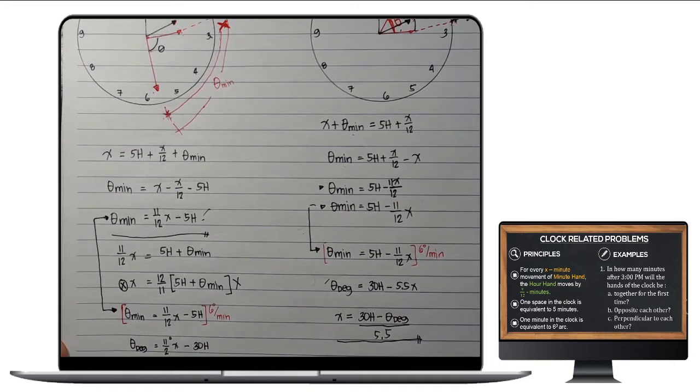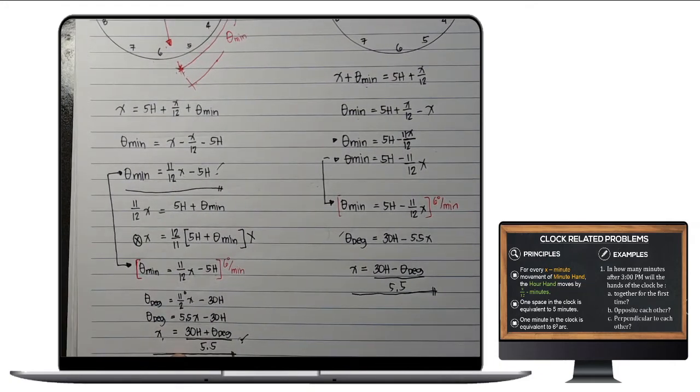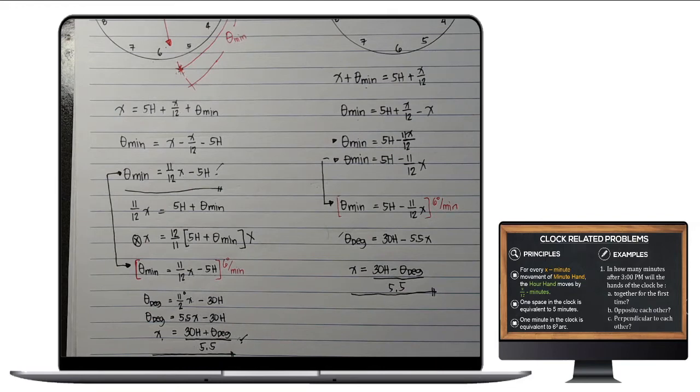So, nung nauna si minute hand, our formula is x is equal to 30h plus theta in degrees divided by 5.5. Whereas, pag nauna naman si hour hand, our x is equal to 30h minus theta in degrees over 5.5. Pag nasa unahan si minute hand, plus. Pag nasa hulihan si minute hand, minus. Okay? So, that is very important.